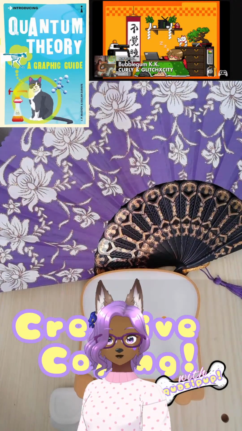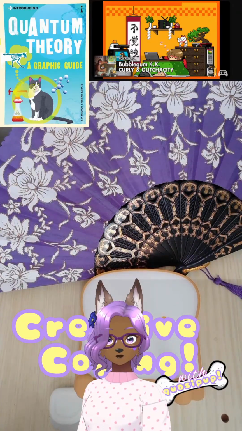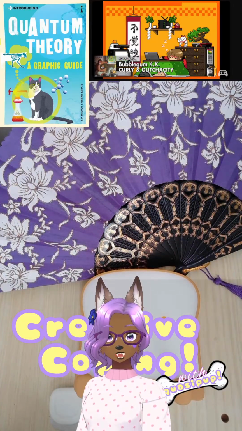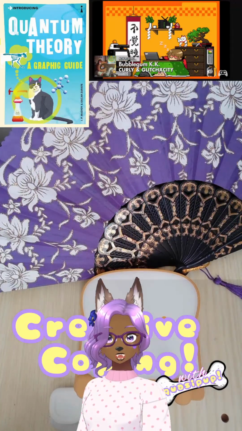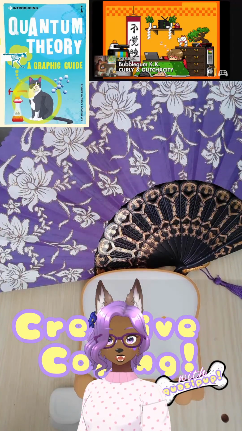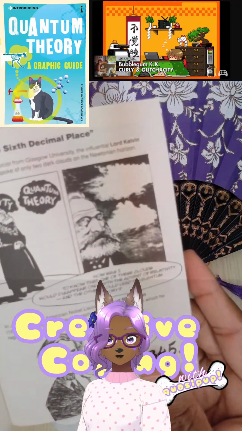Let's see. Right, we're here. Lord Kelvin, classical physicist from Glasgow University, the influential Lord Kelvin spoke of only two dark clouds on the Newtonian horizon, relativity and quantum theory. How was I to know that one of these clouds would disappear only with the advent of relativity, and the other would lead to quantum theory? It says here.